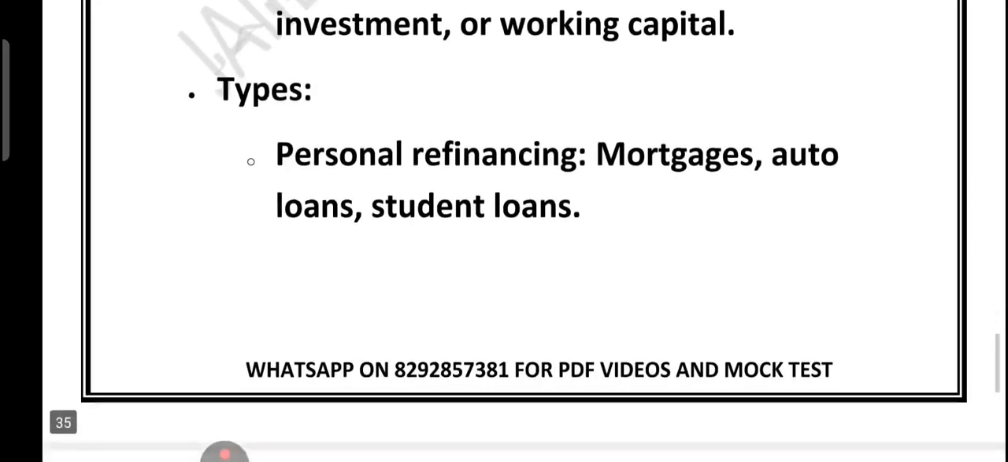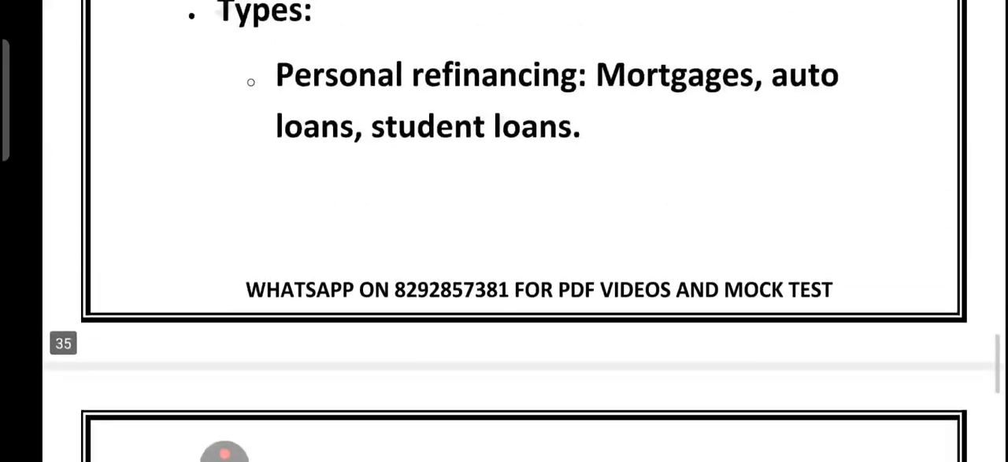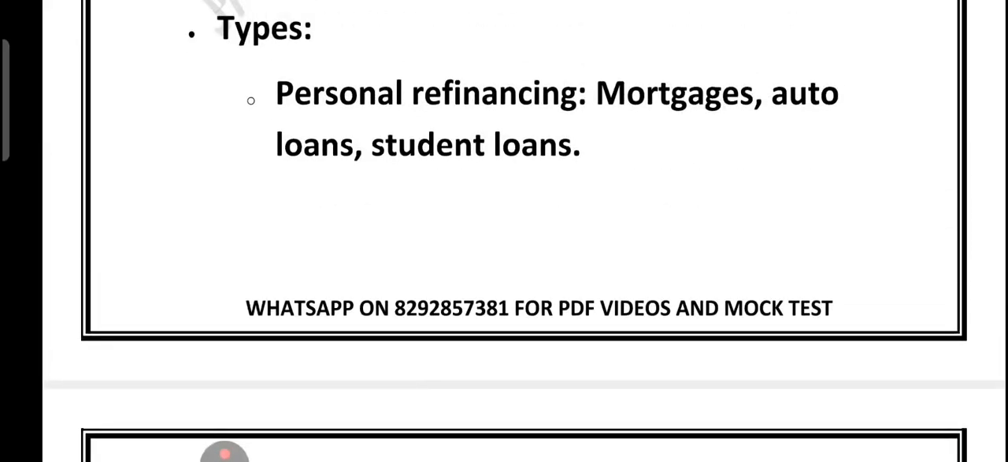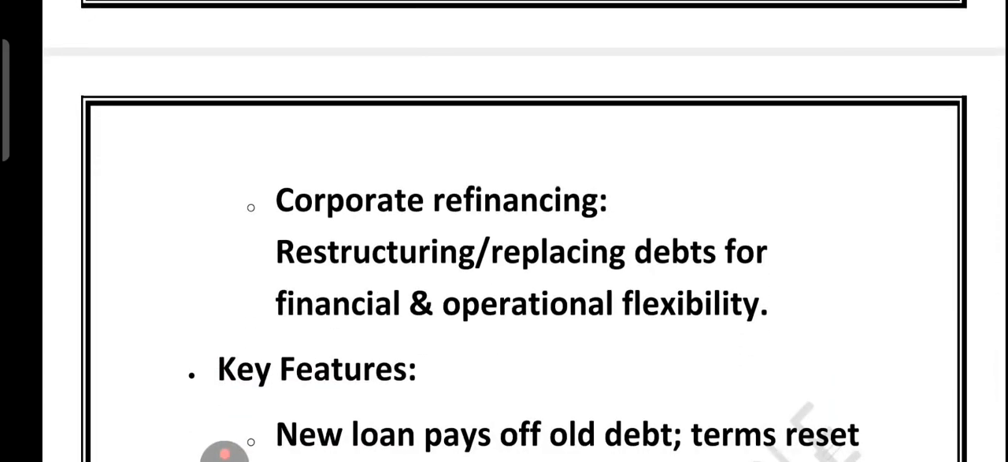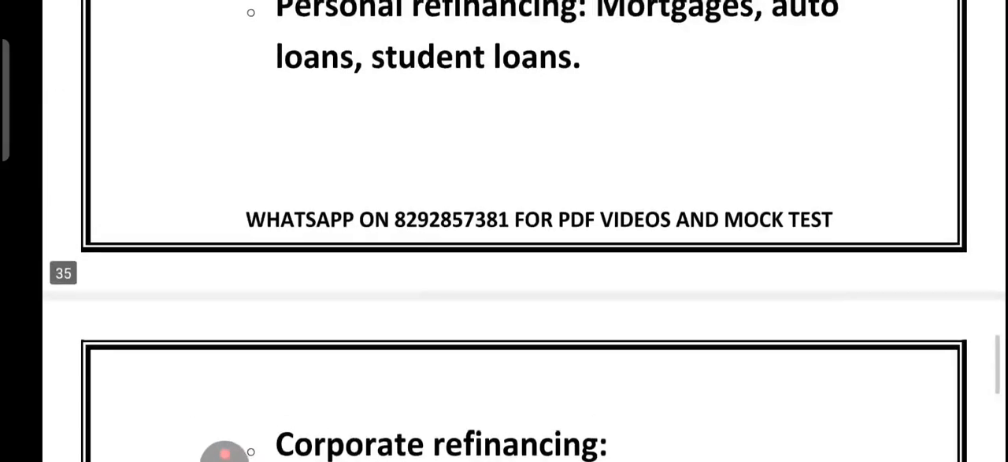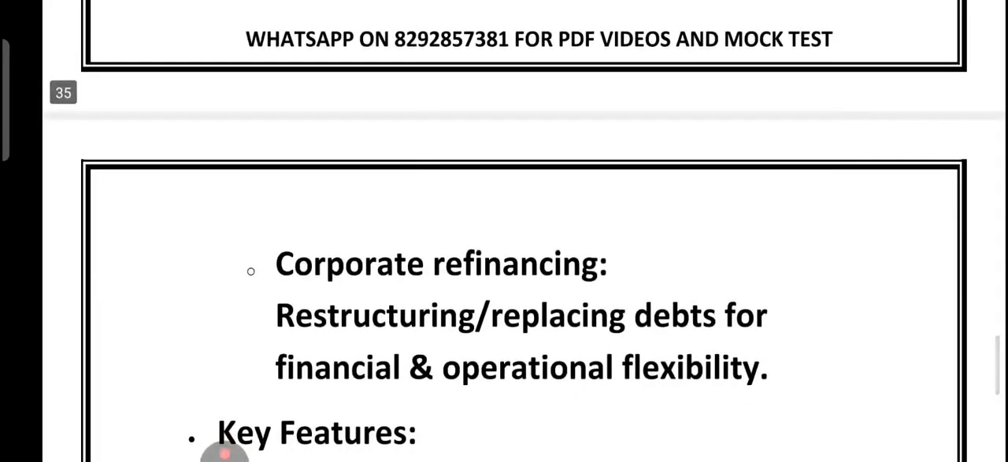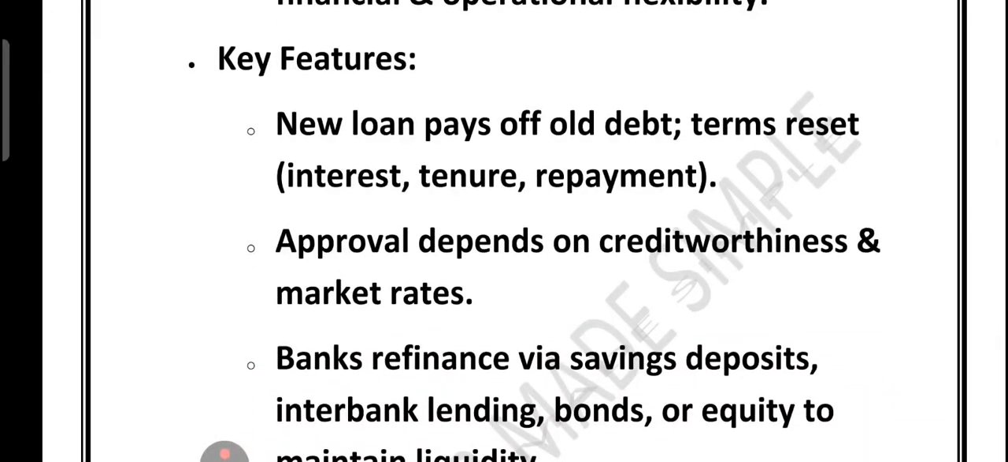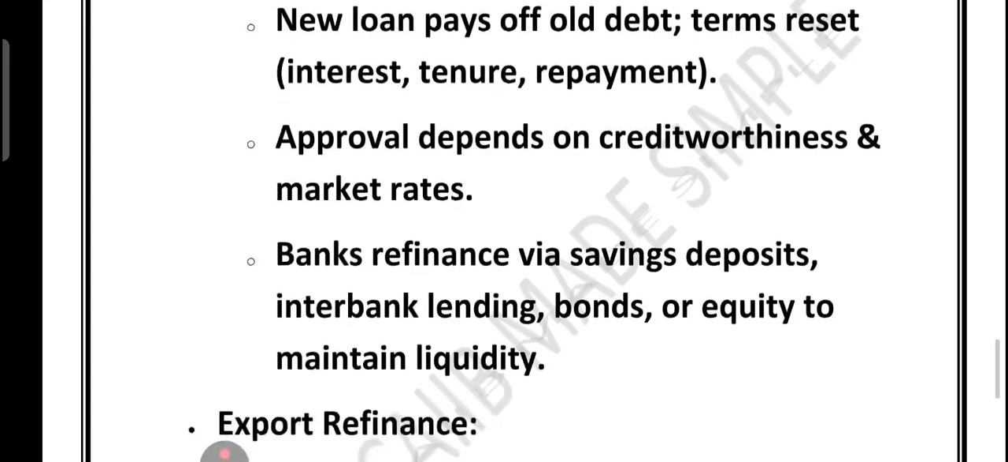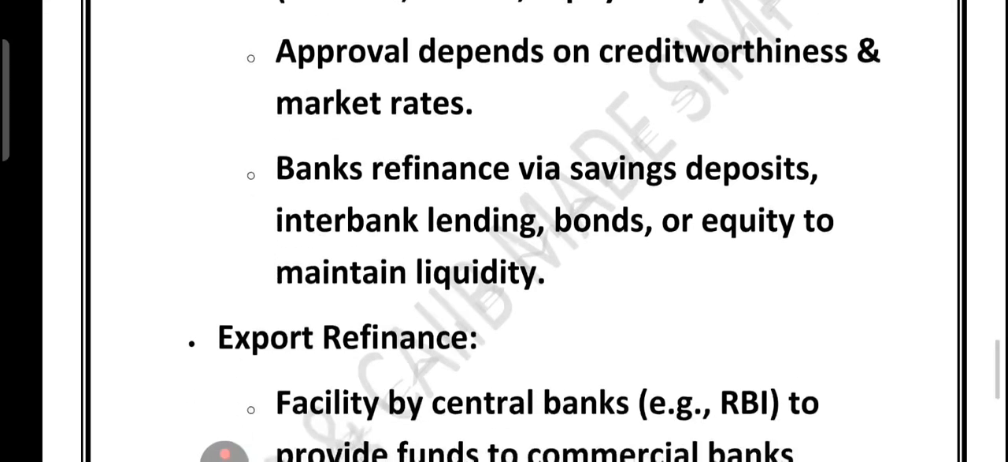If you look at the types of refinance, we have personal refinancing and corporate refinancing. What is the meaning of personal refinance? This is done for mortgage, auto loan, student loan. And what about corporate refinancing? This is restructuring or replacing corporate debt for financial and operational flexibility. If you look at the key points, just remember that both individuals and companies can refinance to manage the debt better. If you look at the key features, please remember that the new loan pays off old debt, and interest rate, tenor and repayment rate get reset. Approval depends on the borrower's creditworthiness and the market rate. And banks refinance using saving deposits, interbank loans, bonds or equity to maintain liquidity.